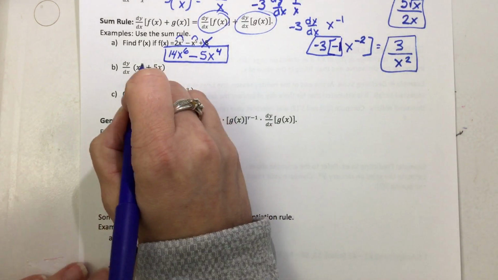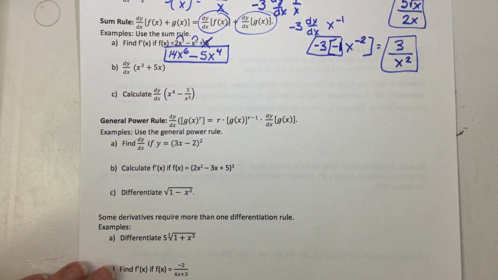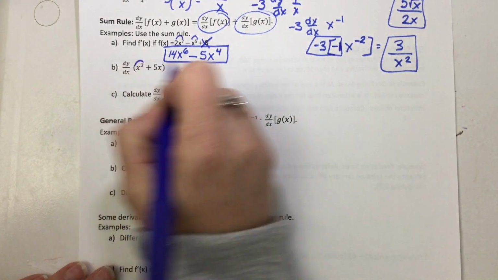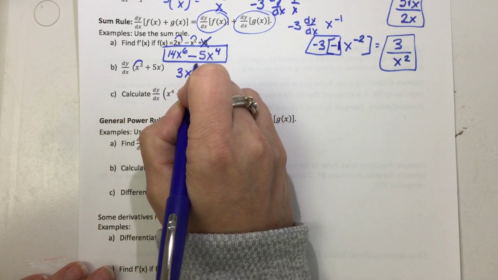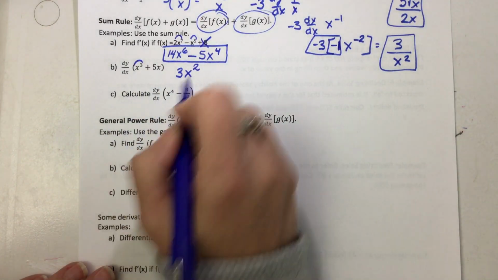Let's do another one. If I want to find the derivative of x cubed plus 5x, you bring the 3 out front, I still have the x. My exponent was 3. If I reduce 1, I'm down to 2.